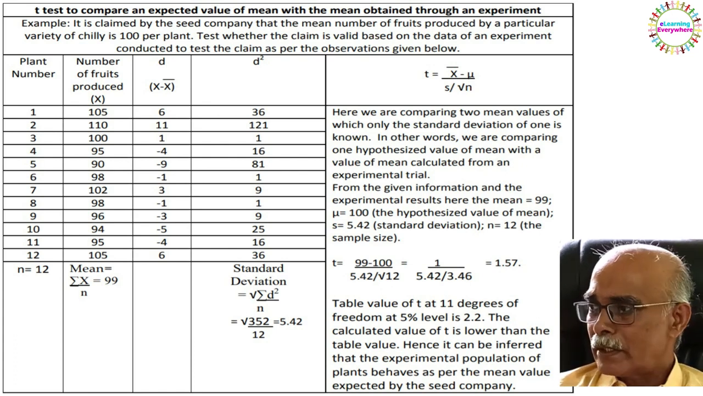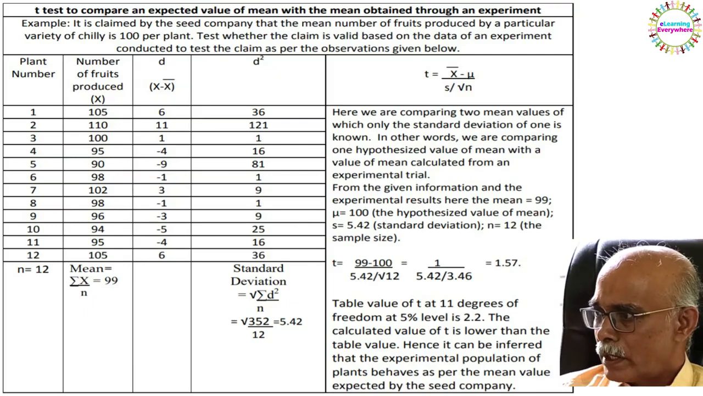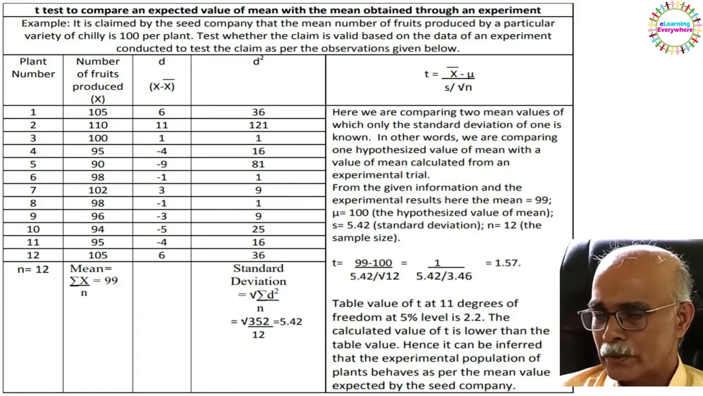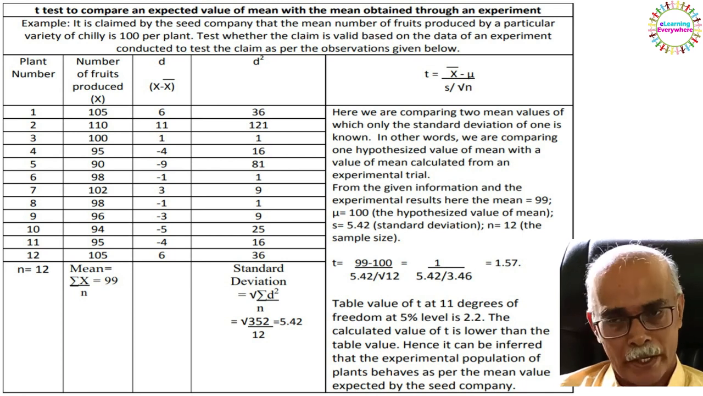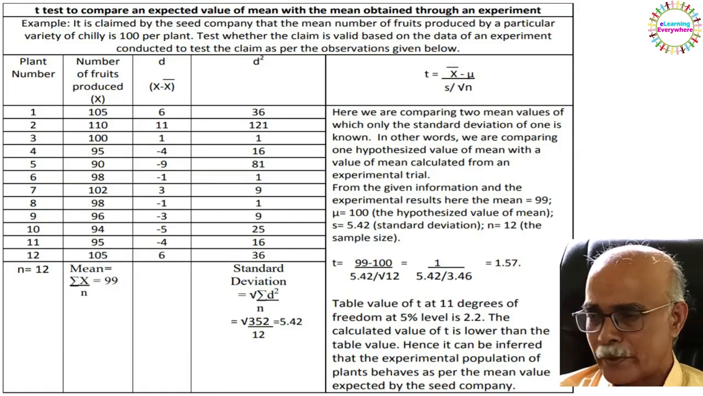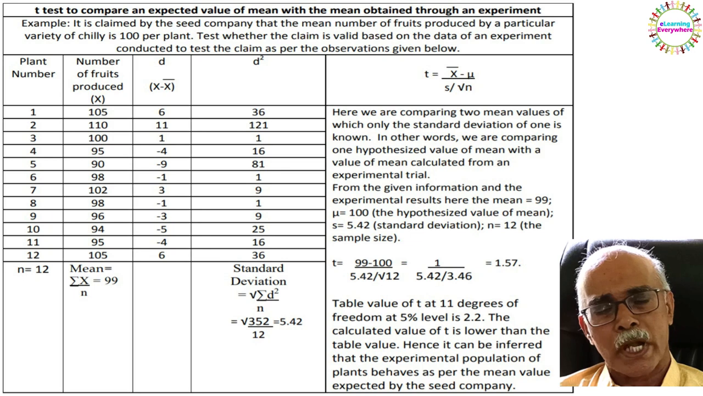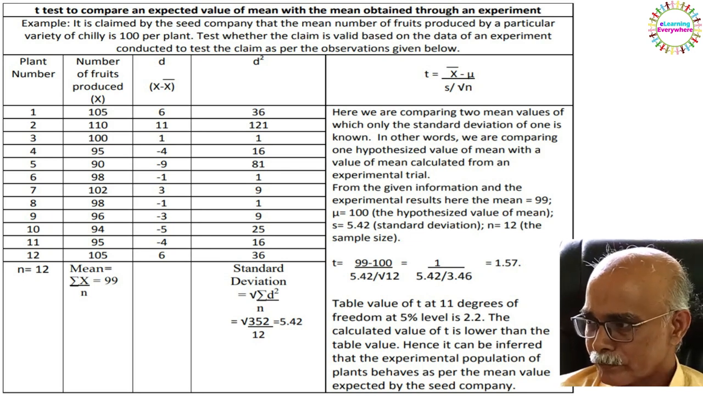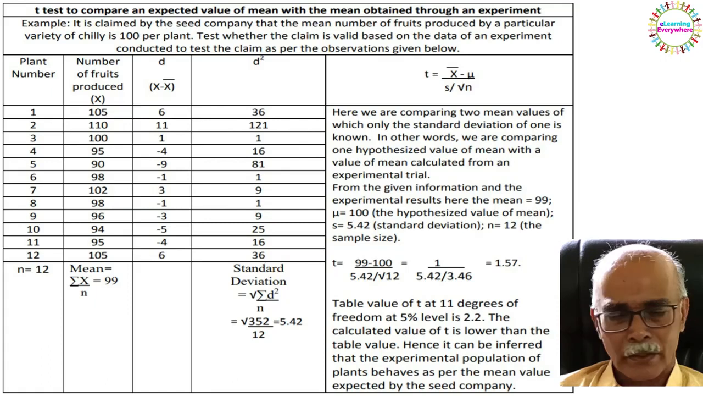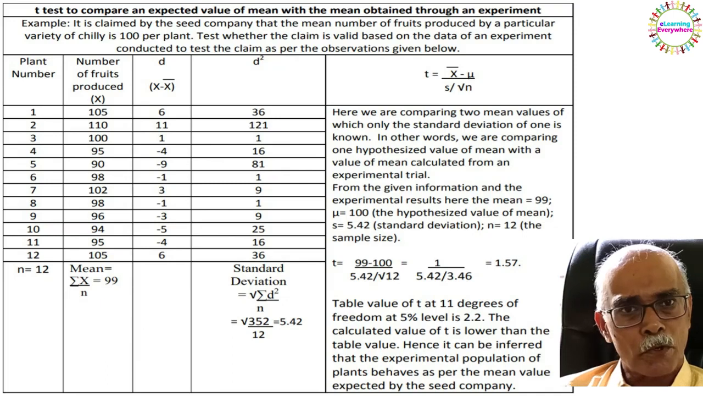t-test is conducted and the formula is t is equal to x bar minus mu divided by standard deviation by root n. t is equal to x bar minus mu divided by sigma by root n, small sigma by root n, or you can also write t is equal to x bar minus mu divided by small s by root n. Small s stands for standard deviation. So what are the different steps? The formula is t is equal to x bar minus mu divided by s by root n.